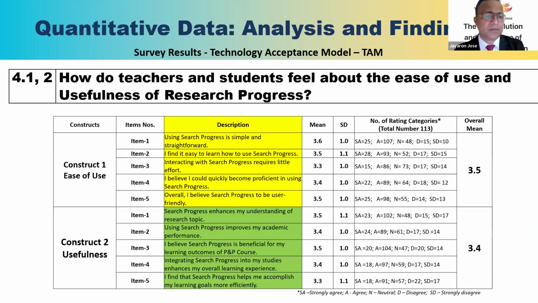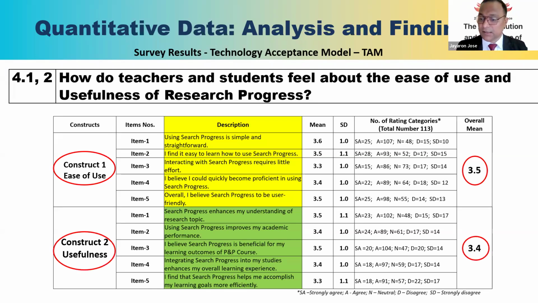So these are the findings. Under each construct, 5 statements were included. And of course, Cronbach's test was conducted to know the reliability and internal consistency of the questionnaire, and it gave a positive result. Regarding ease of use, almost 60% of students responded with an overall mean of 3.5 out of 5 on the Likert scale. That means they responded positively.